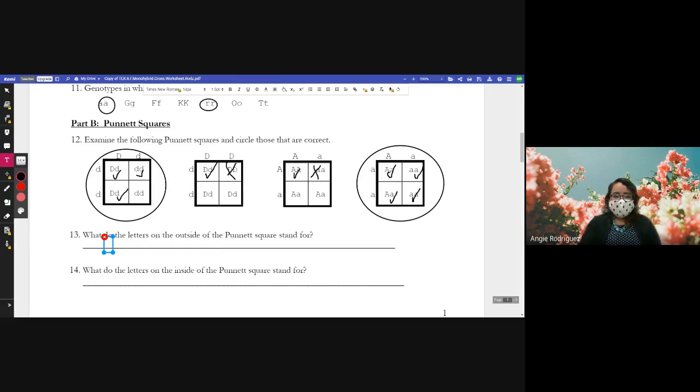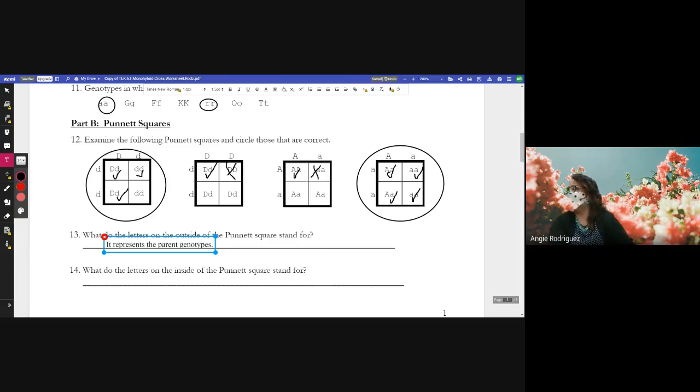So on the outside of the Punnett square, the letters that are on the top and the left. Very good. Vanessa and Jerry got it correct. They're the parents. So here we can put it represents the parents, and I'm just going to add the word genotype. Genotypes. Very good. Good job.